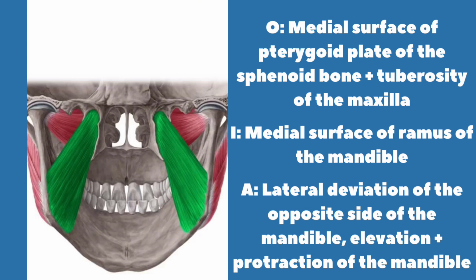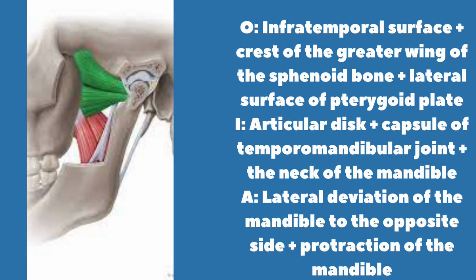The medial pterygoid originates the medial surface of the pterygoid plate of the sphenoid bone and tuberosity of the maxilla, and inserts the medial surface of the ramus of the mandible. Next is the lateral pterygoid, which originates the infratemporal surface and crest of the greater wing of the sphenoid bone and lateral surface of the pterygoid plate. Its insertion is the articular disc and capsule of the temporomandibular joint and the neck of the mandible.